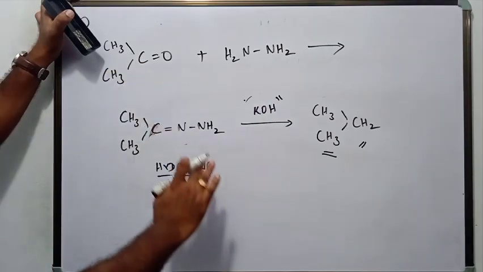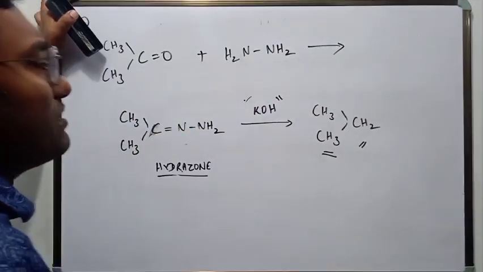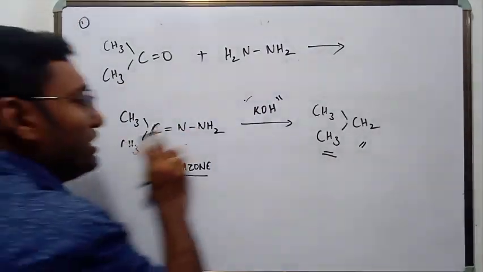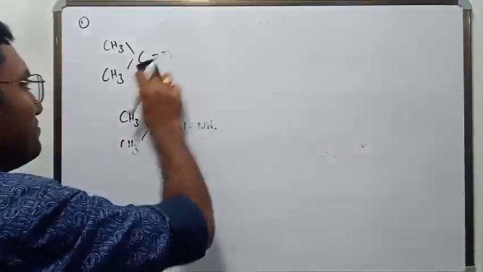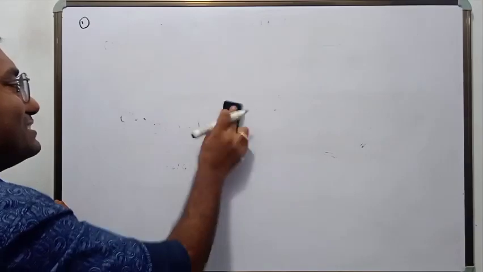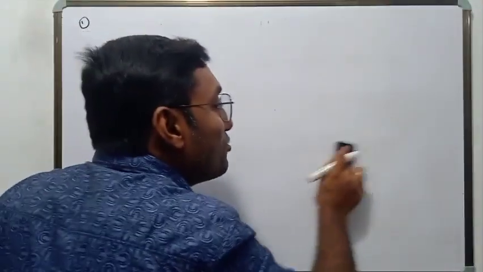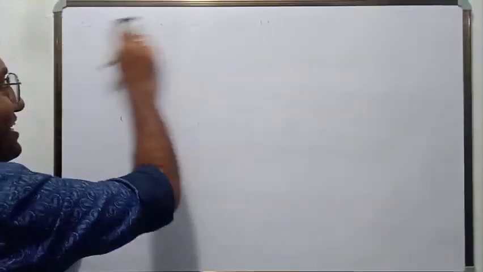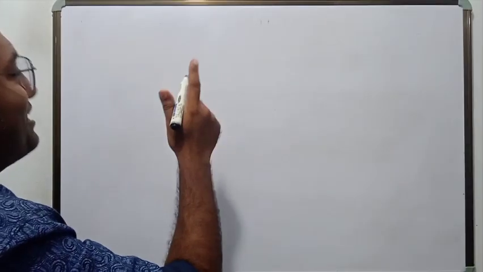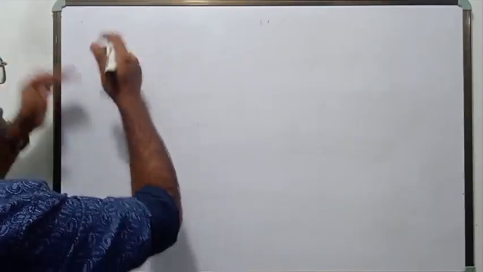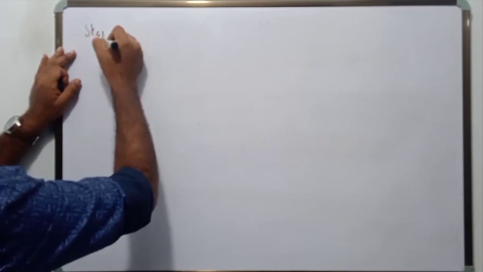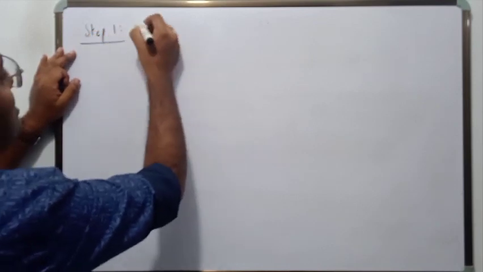We will understand this reaction in a much better way by looking at the mechanism. So let us look at the mechanism. The mechanism is a set of substeps of the reaction. In this we divide the reaction into a number of substeps. There are 5 steps in this mechanism. Step number one, formation of hydrazone.